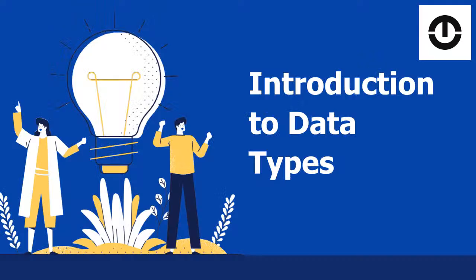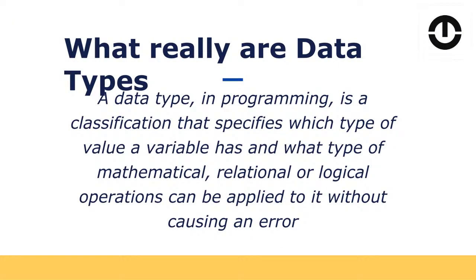Diving in, we would be taking an introduction to data types now, and for that, we would first start with a definition. Forgive me, I am presenting from Google Slides, and some things are a bit distorted, but I would do my best to explain them. So what really are data types? Data type is a combination of two words: data and type. Literally, the name explains itself.